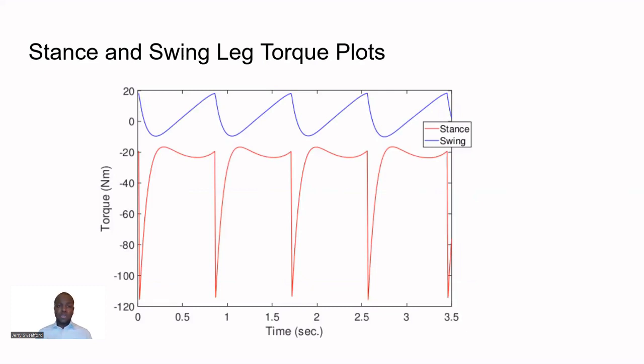Here you have the stance and swing leg torques. Obviously, for the swing leg, you don't have to exert as much torque to be able to move the leg because it's swinging. Whereas if you have a stance leg, you are carrying the weight of the robot, so it takes a lot more torque to do that. And so in that case, you see the difference there. Another thing to think about here is that at each impact, you'll see that one torque is at roughly 18 or 19 Newton meters, and the other one is at roughly negative 19.